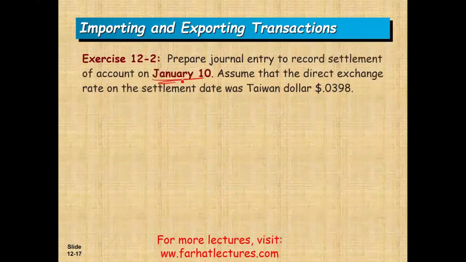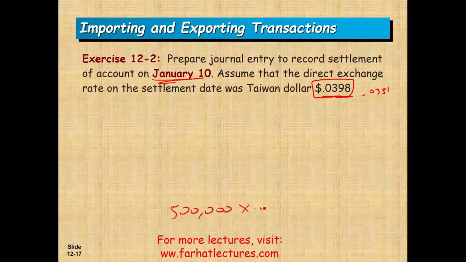On January 10th, that's when the settlement date took place, the exchange rate was 0.0398. What was the prior rate? The last time we did it was 0.0351. Oh boy. Now the US dollar weakened. We need now 0.0398 to buy a Taiwanese dollar. So we have 500,000 of those. We are responsible for 0.0398. Let's do the math.